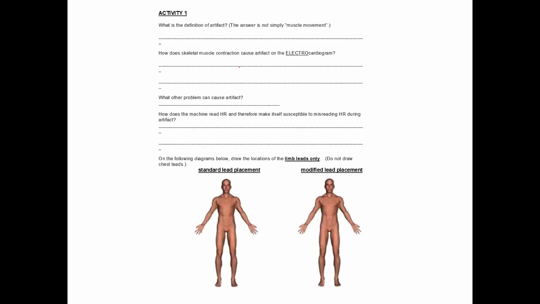So the definition of artifact is depolarizations that happen due to muscle contraction that show up on the EKG. So it looks abnormal, and it is abnormal, but it's not pathological. It's just that skeletal muscles are depolarizing. So, laughing, breathing can cause artifact.